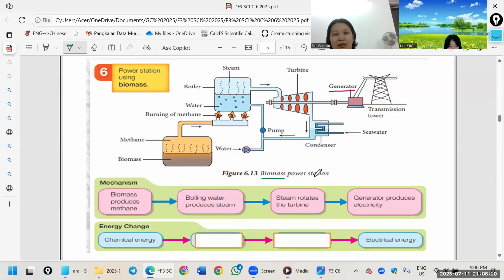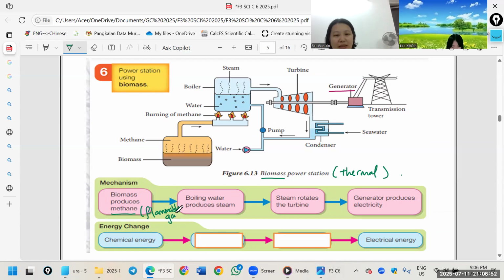Last is the power station using biomass. So we say biomass power station. Actually, this is also a thermal power plant, just that this gas is cleaner. More clean. So biomass produces methane. Do you know? Okay, methane is, what is it called?